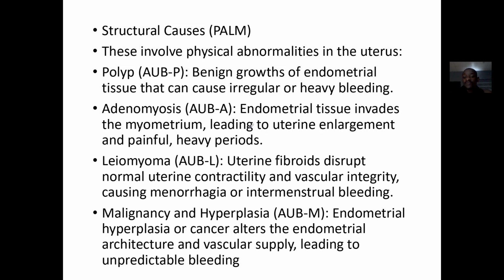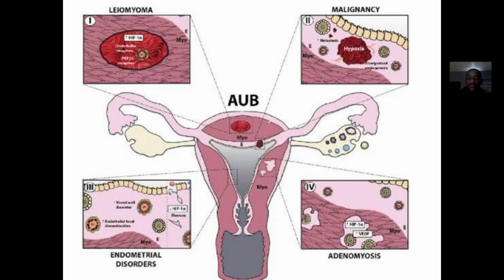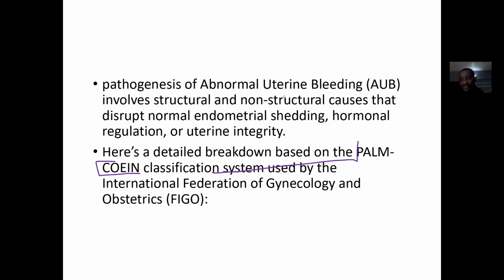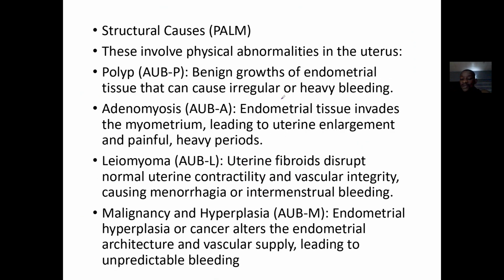Adenomyosis is when the tissues of the endometrium, which are supposed to be here, are found outside that region. Then leiomyoma, that's the uterine fibroids. Malignancies, of course, cancers eating deep into you, disrupt some blood vessels and can cause bleeding.